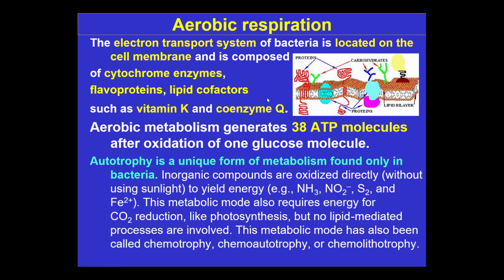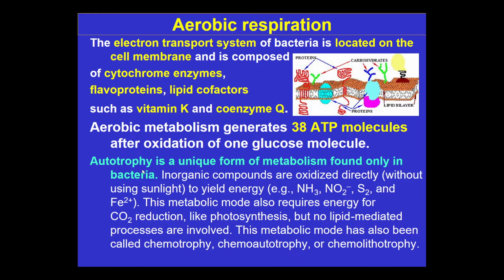The electron transport system is located on the cell membrane, as we said, and is composed of cytochrome enzymes and lipid cofactors such as vitamin K and coenzyme Q, and as a result, 38 molecules of ATP will be generated.